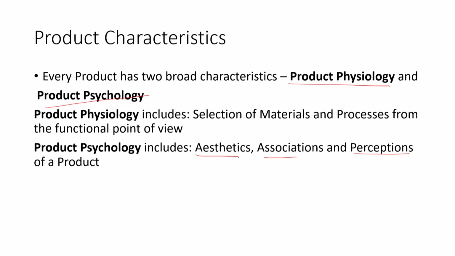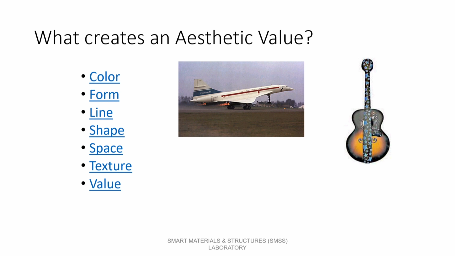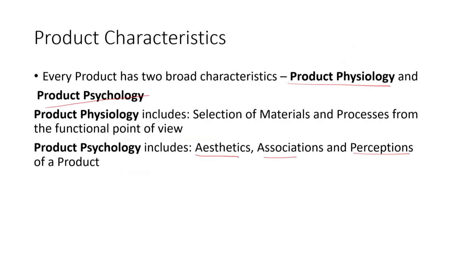So, for example, when we talk about aesthetics of a product, we talk about color, form, line, shape, space, texture, values, all of them together, and that you can see is very apparent starting from a product which is maybe of household use like a musical system and a commercial product. For both of them, all these things play a very important role in terms of creating the aesthetic value of the product. So, that is one important point, the aesthetic value. However, I also told you that associations and perceptions of a product also play very important role.